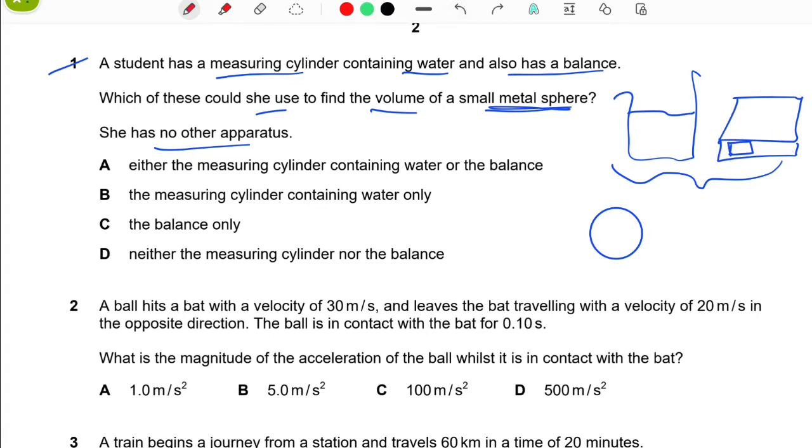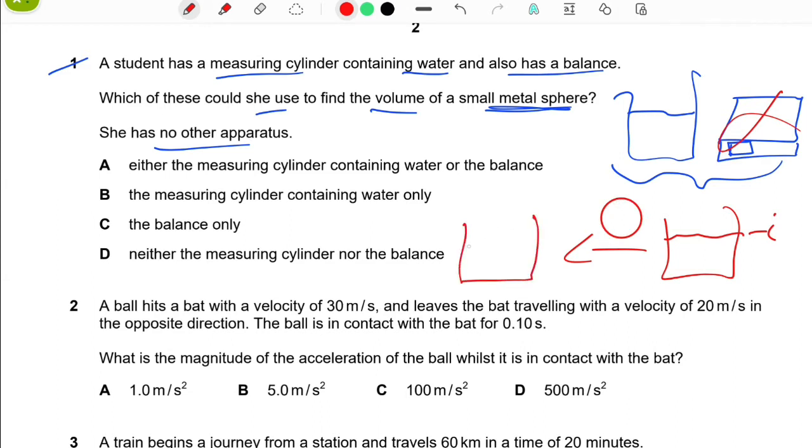So I'll just use a different color. Yeah, so what she will do, she will drop the sphere in the measuring cylinder like this. So this is the initial volume of the measuring cylinder, and when she drops the sphere in it, the volume will change and this will be the final volume. So she will subtract the initial volume from the final volume, and then she will easily get the volume of the metal sphere. So the option will be the measuring cylinder containing water only, B1. I hope you guys understood what I'm trying to explain.